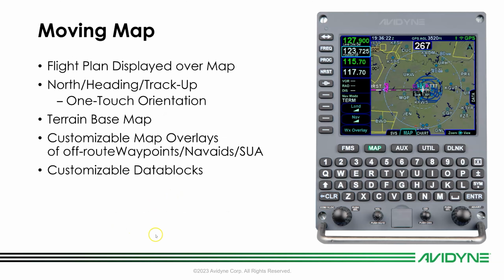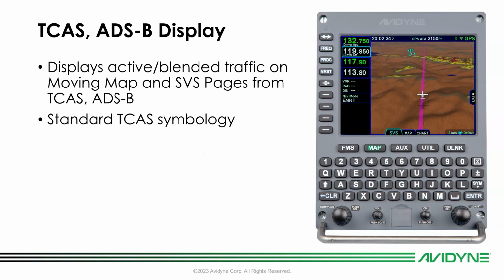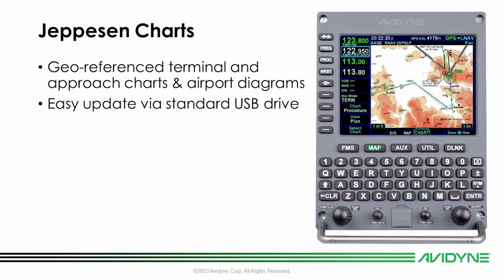Our moving map display has a full terrain database, so you have a color contour terrain base map with full overlay of your Jeppesen nav data, off-route waypoints, nav aids, intersections, fully customizable data blocks. It's very versatile. We've got the 3D synthetic vision. As you see here, we can show 3D version of your traffic right out on the screen here in standard TCAS symbology that you're very familiar with, as well as terrain alerting, geo-referenced approach charts and airport diagrams.